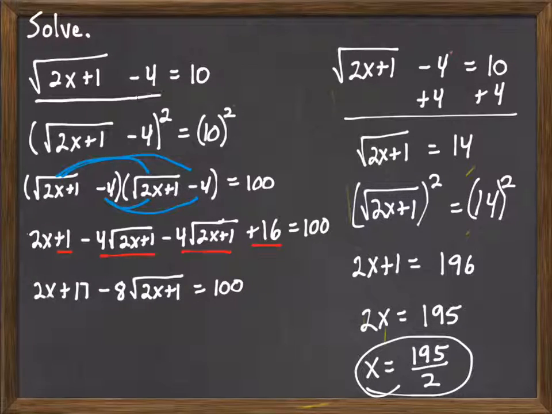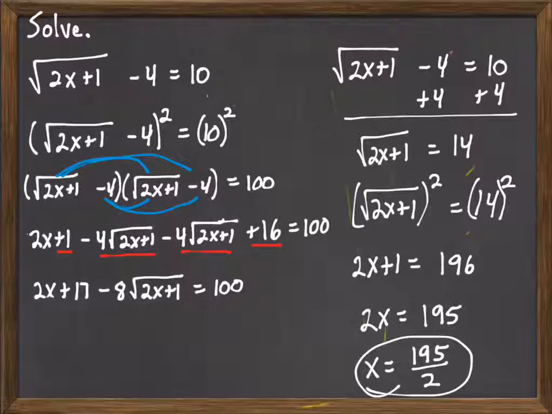So if you go back to the original equation now, plug in 195 over 2 for x. That would be 2 times 195 over 2. The 2's would cancel out. We get 195 plus 1. 195 plus 1 would be 196. The square root of 196 is 14. 14 minus 4 is in fact equal to 10, and so that answer does in fact work.